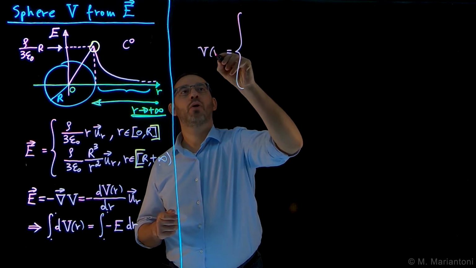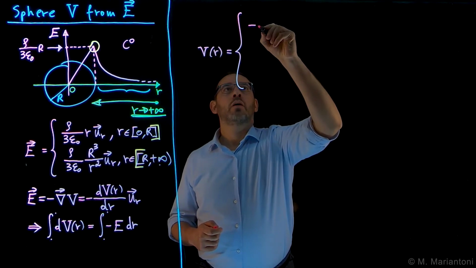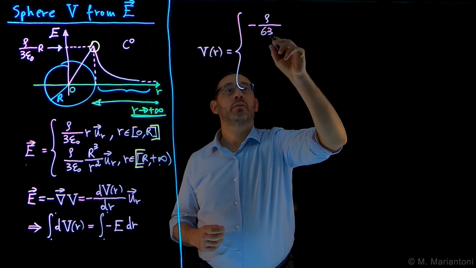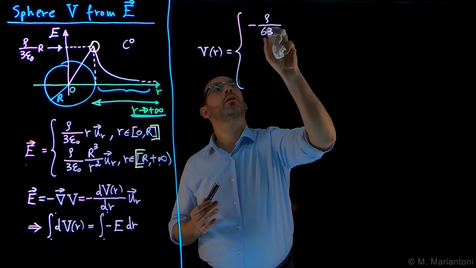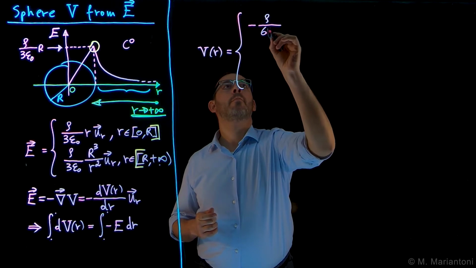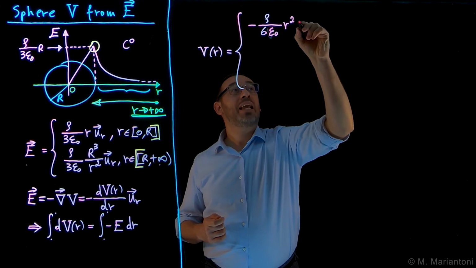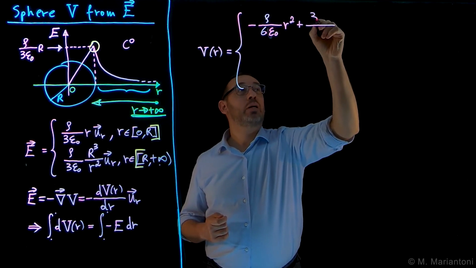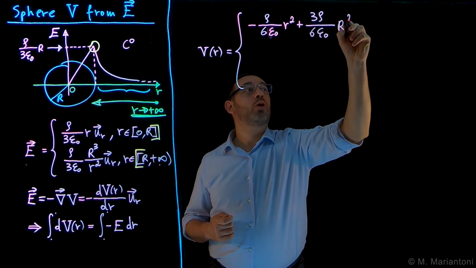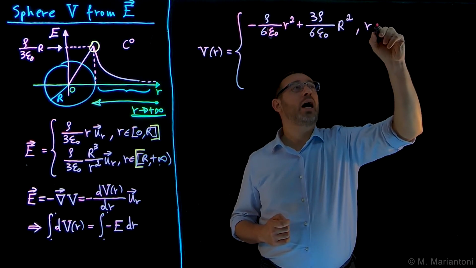V is only a function of small r, and is given by minus rho divided by 6 epsilon naught times small r squared plus 3 times rho divided by 6 epsilon naught capital R squared. And this is the electrostatic potential for small r in what region?